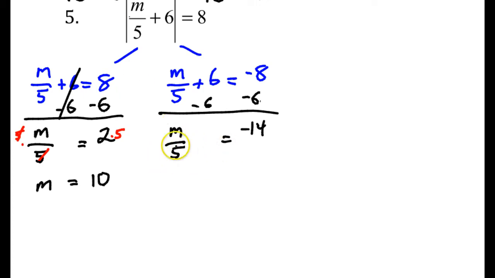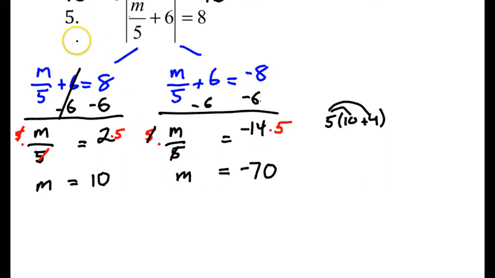Same thing over here. What number divided by 5 is negative 14? Not as obvious, okay, but we can multiply both sides by 5. 5's cancel. So m equals negative 14 times 5, which is going to be, let's see here, mentally I'd probably do it this way. 14 is 10 plus 4, so that's going to be 50 plus 20, which is 70, so negative 70. Seems like a big number, but we'll do a check and verify if it's correct or not. All right, so let's get rid of that and go ahead and do a check.